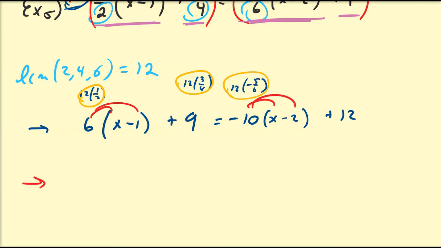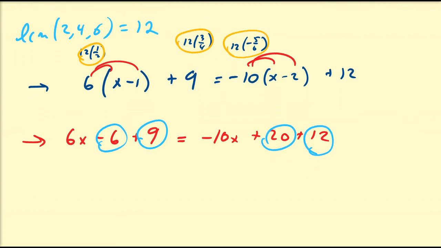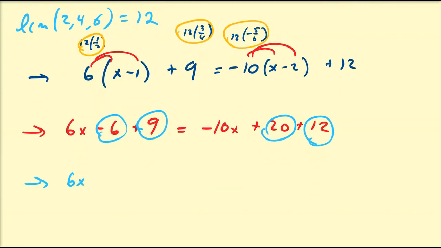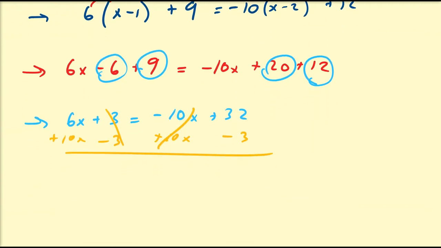So this is going to give me 6x minus 6 plus 9 is equal to negative 10x plus 20 plus 12. I'm now going to combine like terms, negative 6 and 9, 20 and 12. So this is going to give me 6x plus 3 is equal to negative 10x plus 32. Now I'm going to isolate my constants, so subtract 3 from both sides, and I'm going to add 10x to both sides to get my x's on one side as well.